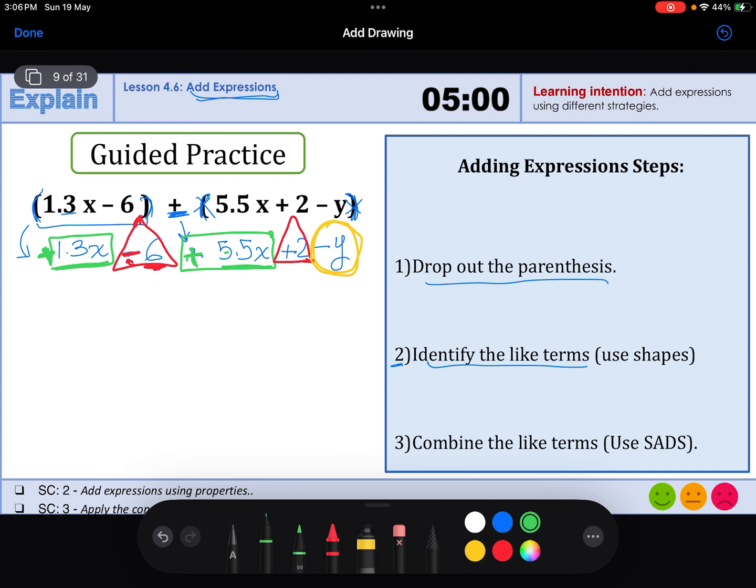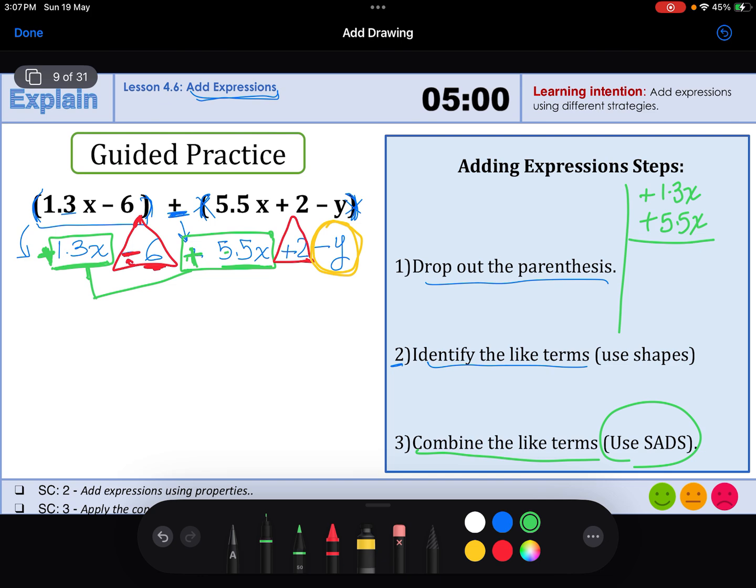Now, next step is to combine the like terms. So I have 5.5x and 1.3x. Both of them are positive. To combine them, I'm just going to take them on the side and try to combine them. 1.3x is positive. So positive 1.3x. And the other term is positive 5.5x. Now, how am I gonna combine them?